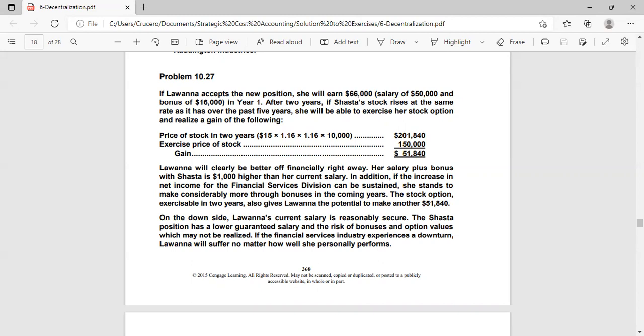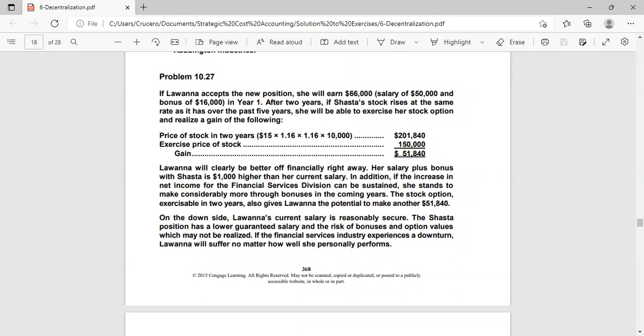In lieu of 14. So in other words, you have to determine her bonus for the month. In year 1, after 2 years, if the stock rises at the same rate as it has over the past 5 years, she will be able to exercise her stock option and realize the following gain.